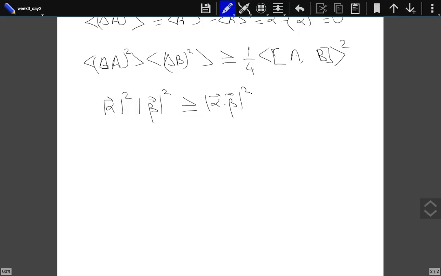Well, here we have the magnitude squares multiplied, and here we have the magnitude squares multiplied by the cosine squared. And cosine squared is always less than or equal to 1. So in real space at least, we know that this holds because of the definition of the scalar product and the fact that the cosine is less than 1. Now we will prove such an identity also in our Hilbert space. So this is my claim. If I have a ket, a state alpha, and another state beta, this product is always larger than or equal to the inner product of alpha and beta, squared.